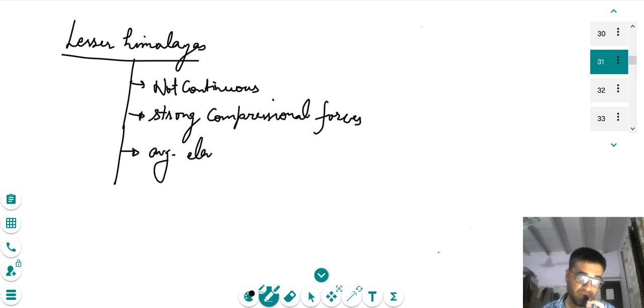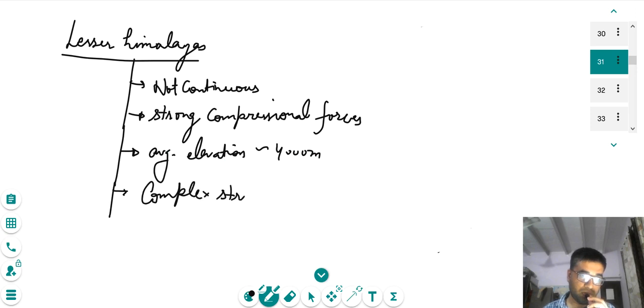The average elevation of the Lesser Himalayas is around 4,000 meters, right? And these Himalayas have complex structures, like nappe structures, right?